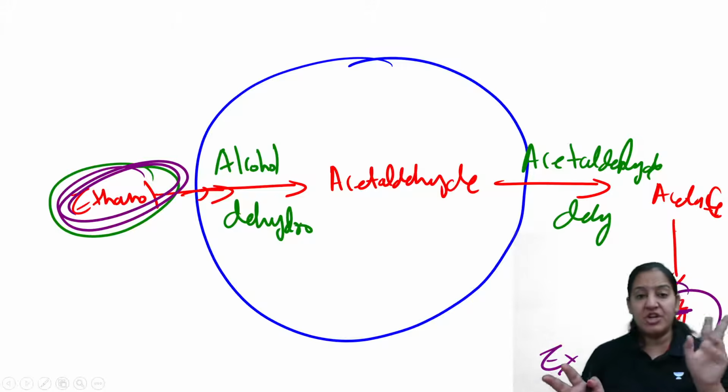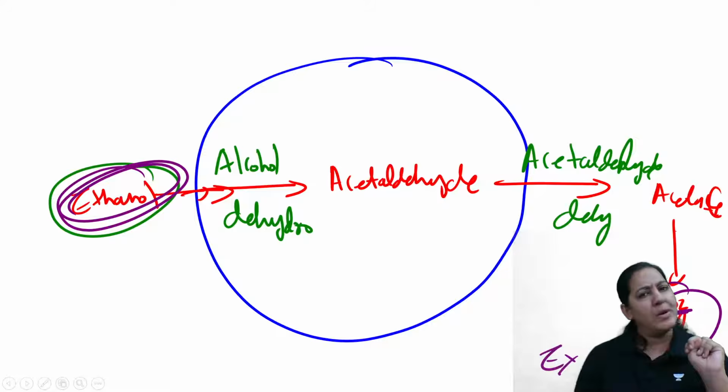Okay. So ultimate conversion depends on two enzymes. The enzymes are important. What is the name of the two enzymes?